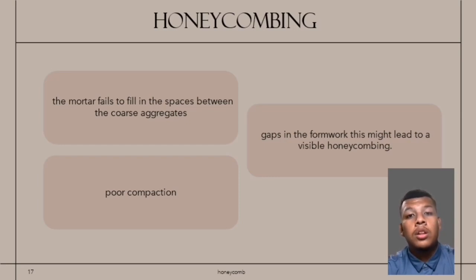Honeycombing occurs when the mortar fails to fill in the spaces between the coarse aggregate, which results in the voids you see there. The most common cause of honeycombing in concrete members is poor compaction, so the concrete needs to be vibrated while it is being poured. If there are gaps in the formwork, this might lead to visible honeycombing.